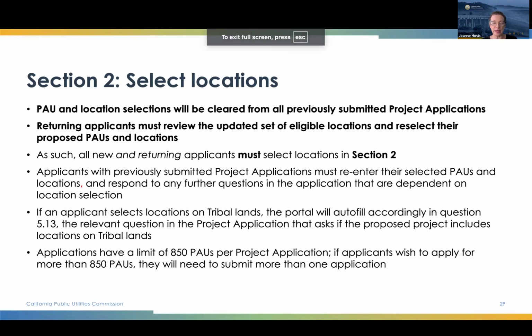Okay, that's a big overview of what's coming with regard to the application. Let's talk now in some detail about Section 2, which is the section in which applicants select the locations that they would like to have in the application that they will submit for the Benefit of the Bargain round. So even if you are using a previous application and amending it, you will need to reselect your locations and your PAUs. They have been cleared from previously submitted project applications. So both new and returning applicants must look at the updated set of eligible locations, select the proposed PAUs and the locations that you would like to assemble into your proposed project area.